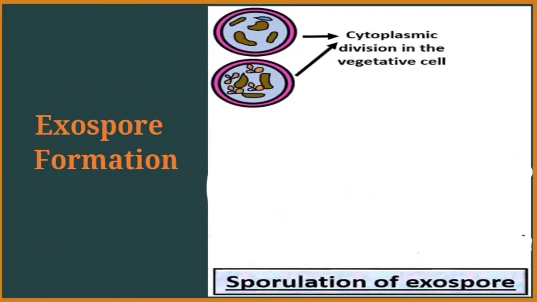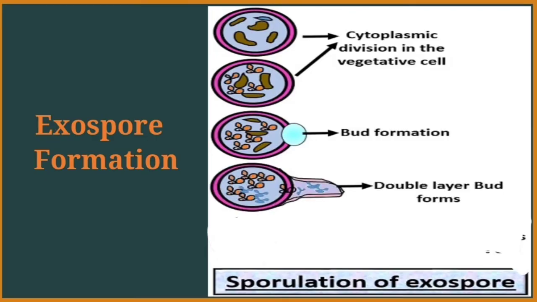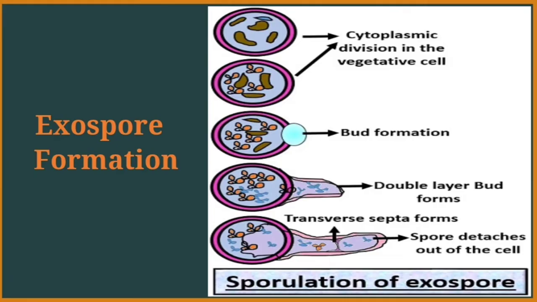Let's see the exospore formation. Cytoplasmic division occurs in the vegetative cell and then a bud is formed. The bud has double layers. Then in the last, transverse septa form. The spore detaches out of the cell. This is known as sporulation of exospore.